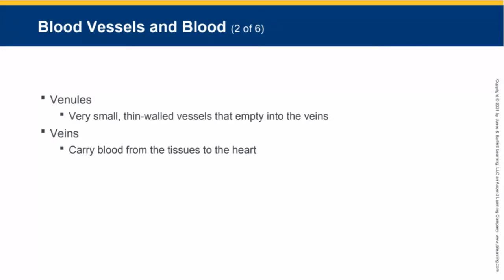Veins carry blood from tissues to the heart. So arteries carry blood away from the heart. Veins carry blood towards the heart. Now, the only artery that carries blood directly to the heart is the coronary artery, and that's the artery that supplies the heart muscle with blood, and that is also the artery that will be affected when a patient gets a heart attack.